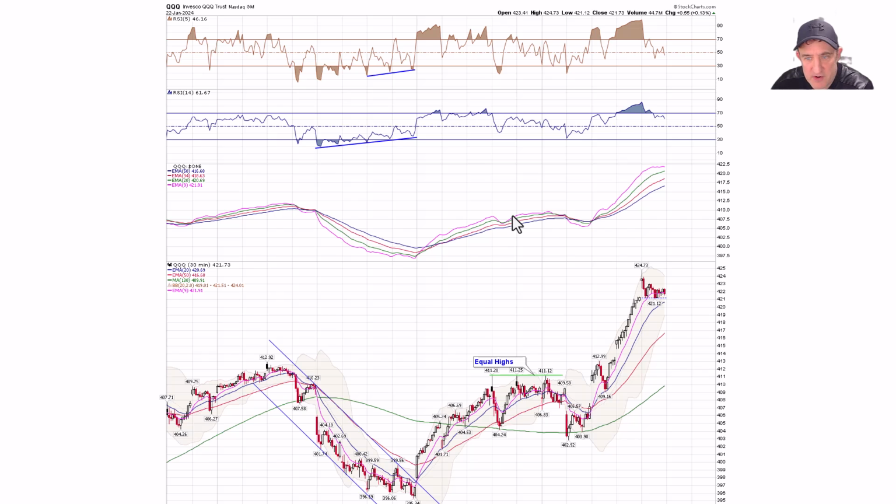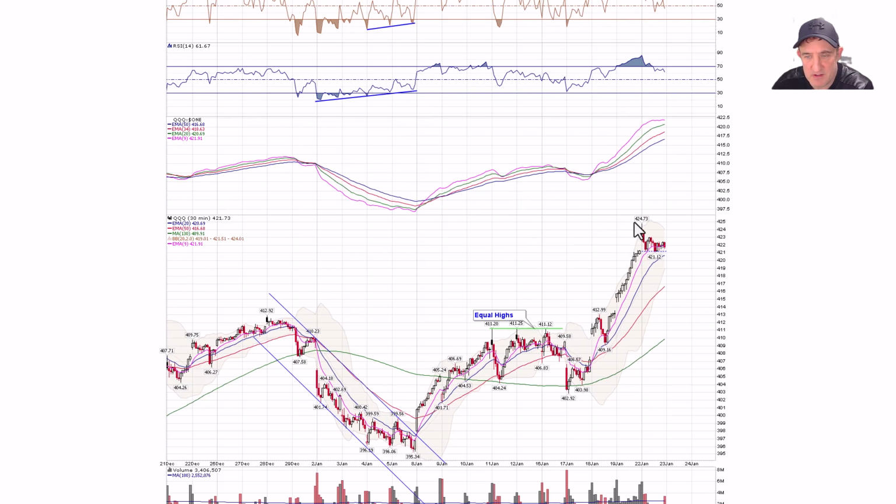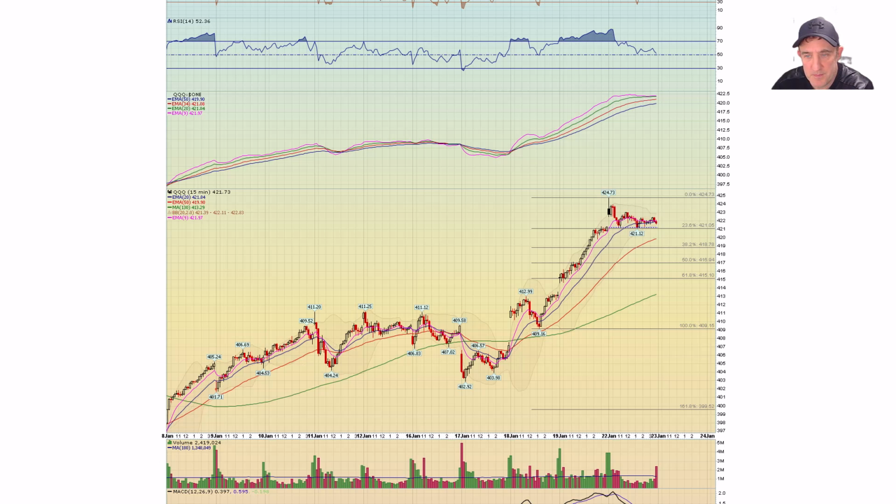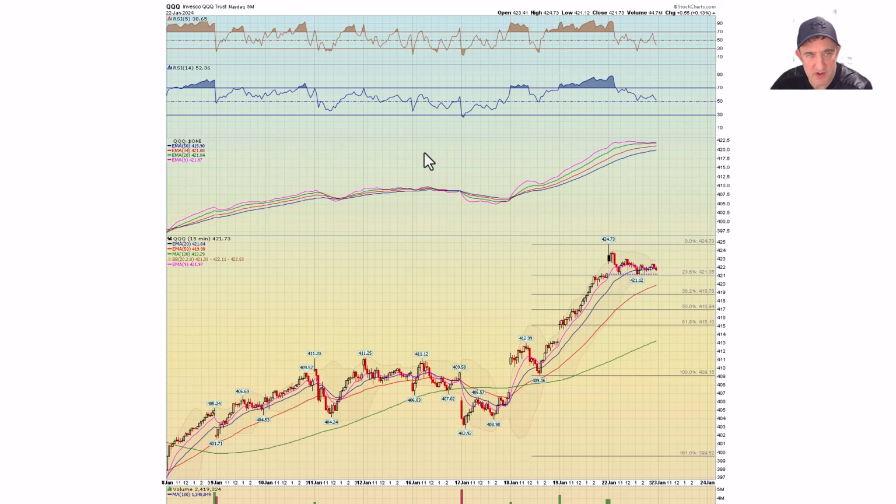Chart 25, here's a 30-minute chart. Again, similar look to the S&P. My guess would be this is some sort of wave 4 consolidation that is still ongoing. Chart 26, here's a 15-minute chart with some fibs. So far, all we did is pull back 23.6%.